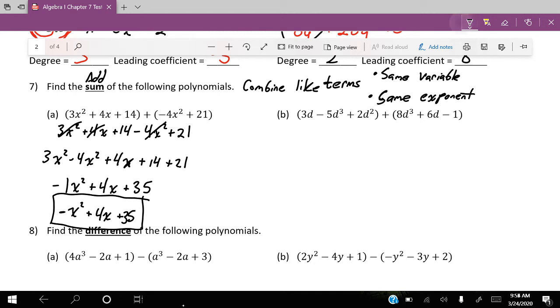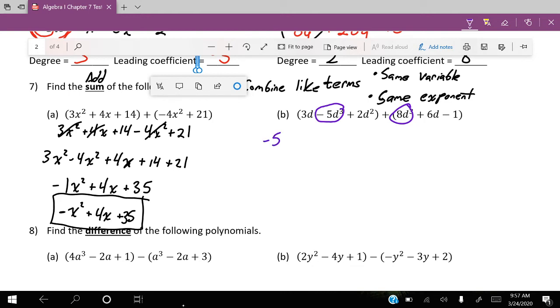So 7B, I'll change my pen color to dark blue. All I'm going to do is rearrange my terms. I know that I can rearrange my terms, and I know that I can ignore my parentheses. So I'm going to skip that step right now and go straight into getting my like terms next to each other. I'm going to start with the largest exponent terms. I noticed that negative 5d to the third and 8d to the third have the largest exponent.